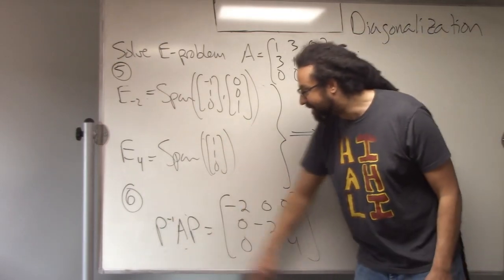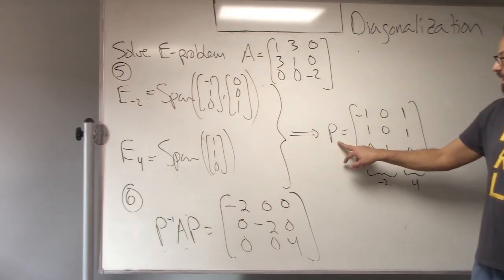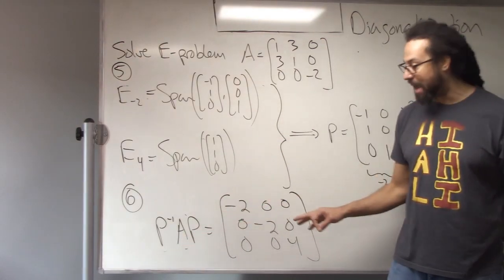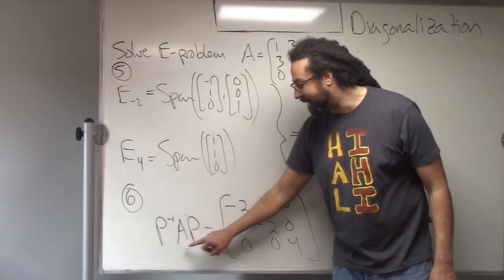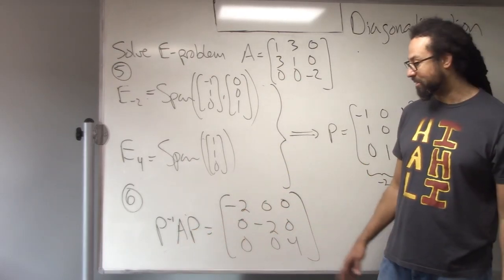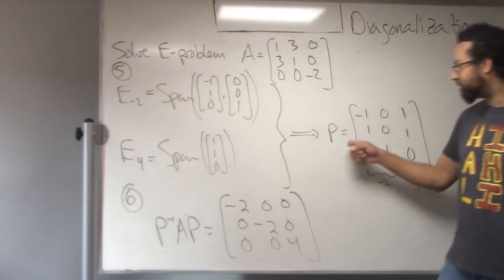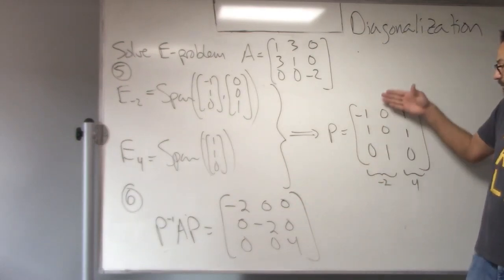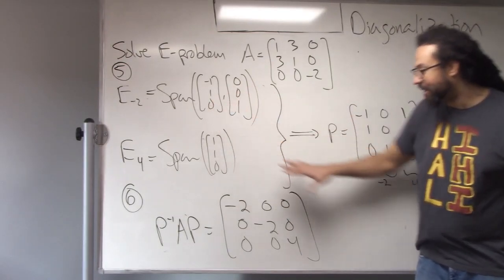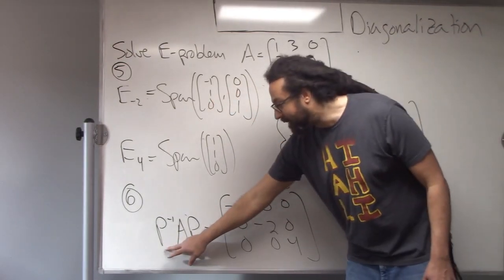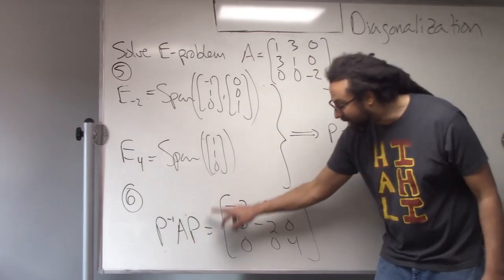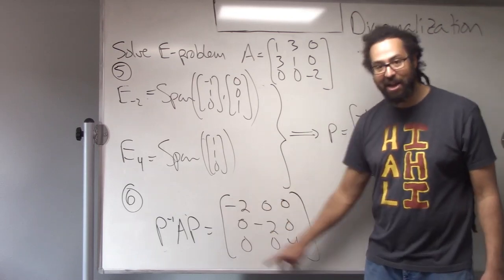And then the last step is to compute P inverse and then find this product. And the order does matter. If you try to do P times A times P inverse, you probably won't get a diagonal matrix. It's really important that if you take P to be the matrix whose columns consist of the eigenvectors, then the product that you want is P inverse times A times P, and that will give you the final diagonal matrix.